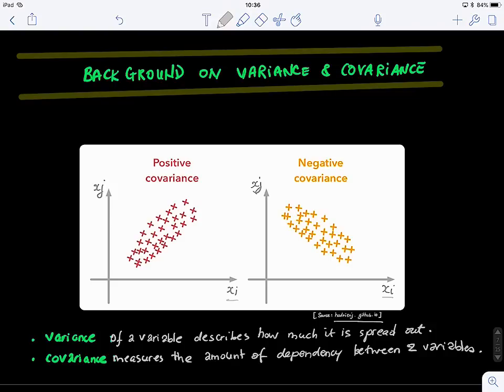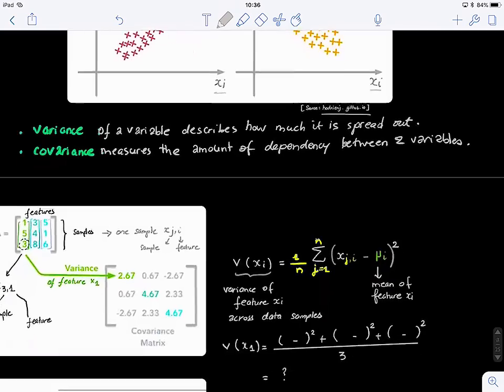Okay. So in this case, what I plotted here is the distribution of xi against xj. I want to explore the relationship between 2 random features I picked out of the D features. What we want to look at is whether these covary together positively, negatively, or they don't have any relationship, and are completely independent. The variance of a variable describes how much it is spread out with respect to the mean, so we look at the spread of the data. The covariance measures the amount of dependency between 2 variables. Let's look at more examples here.